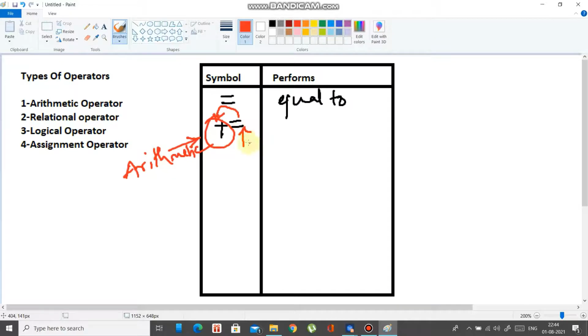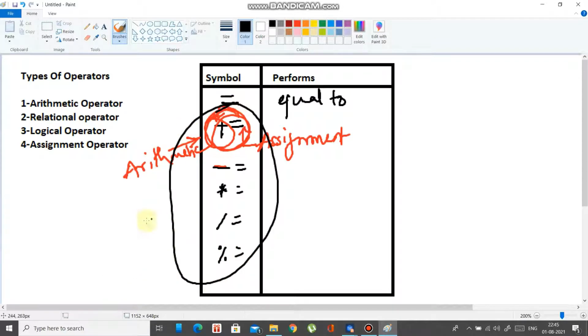This is assignment operator. It will become an assignment operator. This totally became an assignment operator like this: minus equal to, star equal to, division equal to, modulus equal to. These are all arithmetic operators combined with assignment operators. So totally they will become assignment operators.